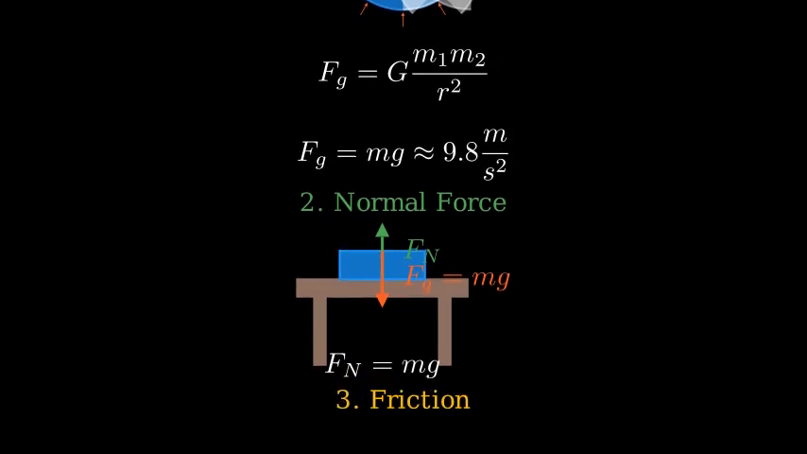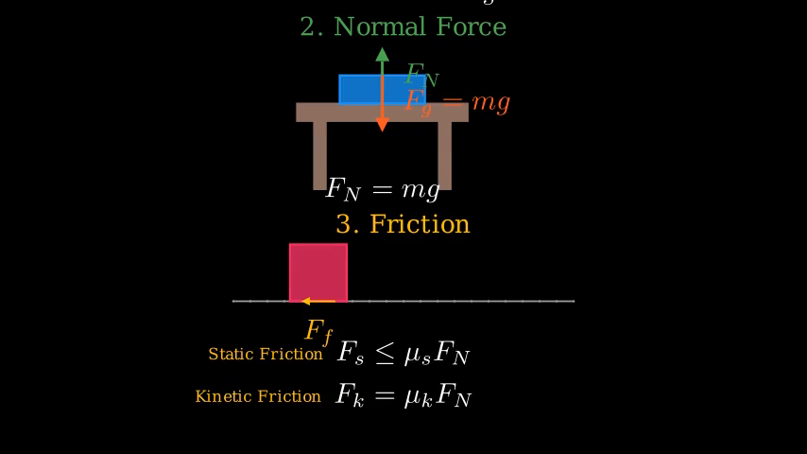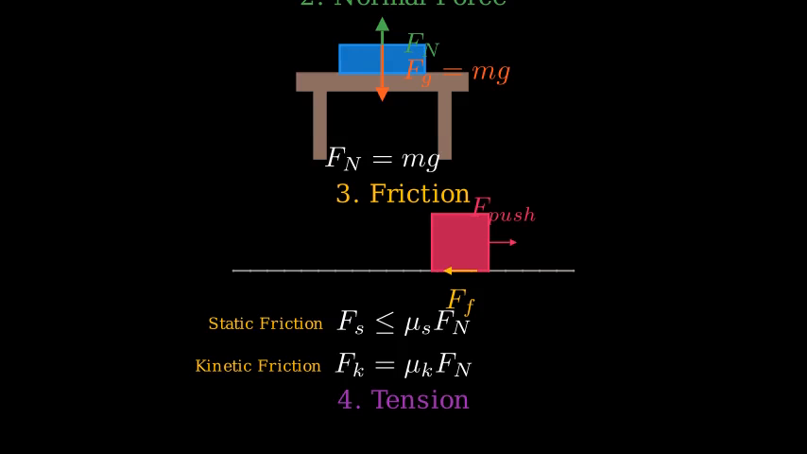Our third force is friction. Friction is a force that opposes motion between two surfaces in contact. There are two main types: static friction, which prevents objects from starting to move, and kinetic friction, which slows down objects that are already moving. For example, when you push a box across the floor, friction makes it harder to move and eventually brings it to rest.